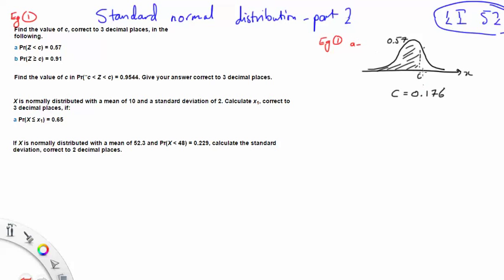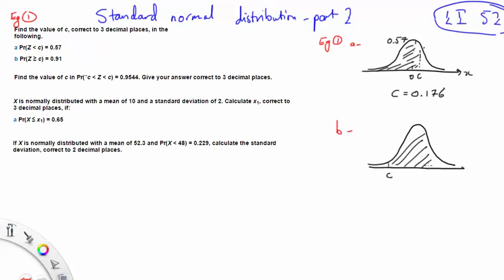So that's pretty close to the mean, right? If the mean's here, the mean's 0, and one standard deviation is 1, it's just a bit to the right of the mean, which makes sense. c equals 0.176. All right, what about for B? This time it's telling us the probability that Z is greater than c is 0.91. So it's giving us something else. It's saying, all right, here's your c. There's c.